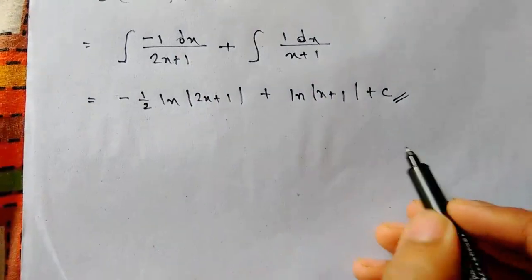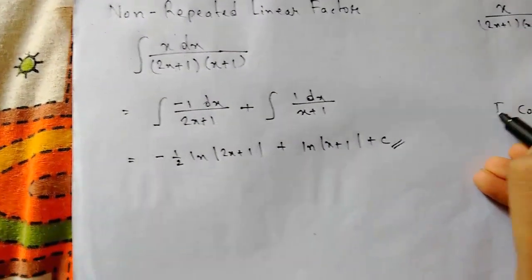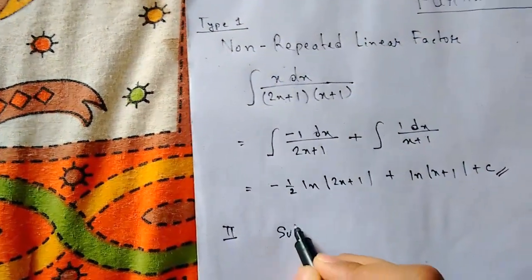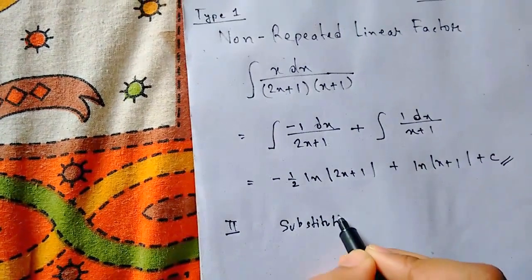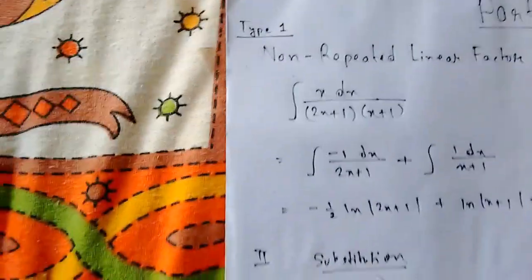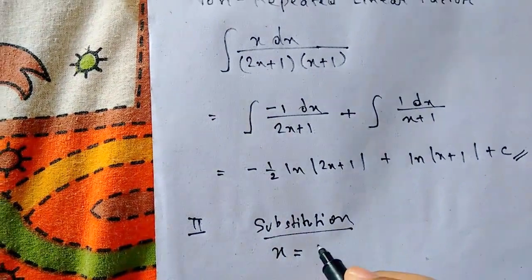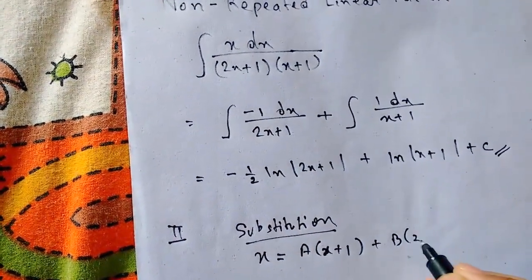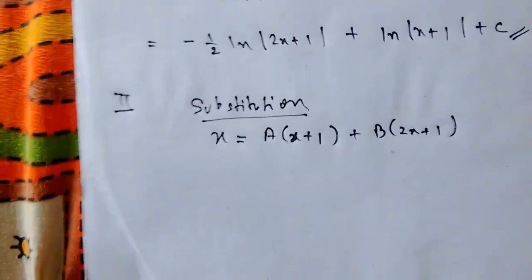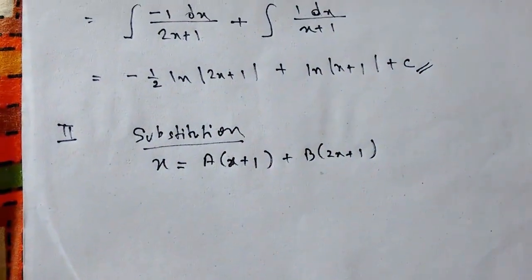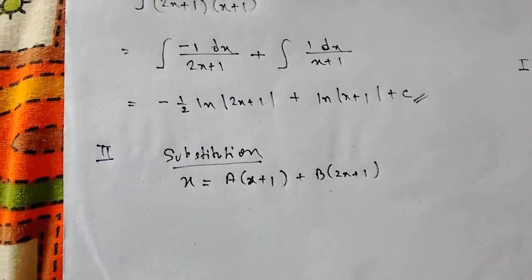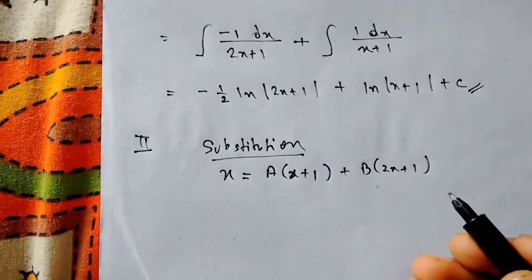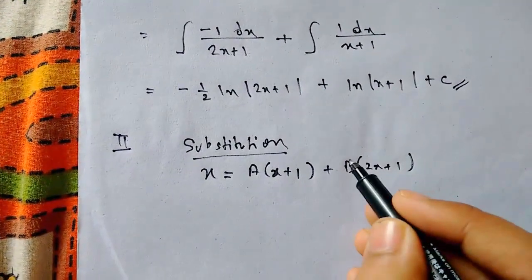This can be done by another method. That was number 1, and this is number 2, which is substitution. Basically we just copy the equation down here: x is equal to A times (x plus 1) plus B times (2x plus 1). We have to put in values of x so that we can find the values of A and B. This is a hit and trial method. We have to take any value of x so that we can eliminate one term.